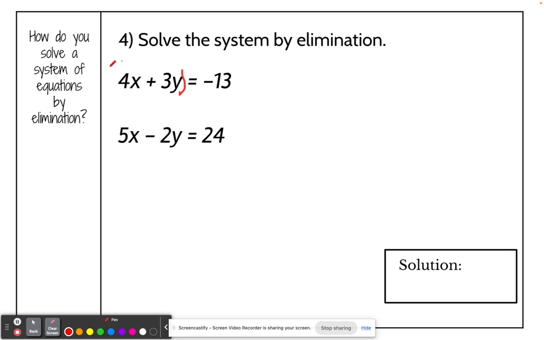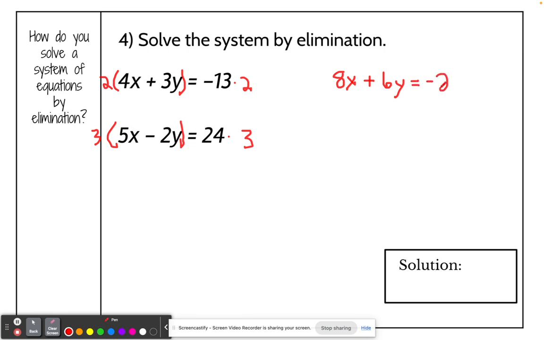I could multiply my top equation by 2. And I could multiply my bottom equation by 3. We'll see what happens. End up with 8x. And 2 times 3 is 6y, so plus 6y. Equals, -13 times 2 is -26.